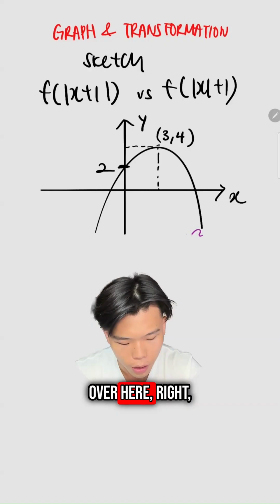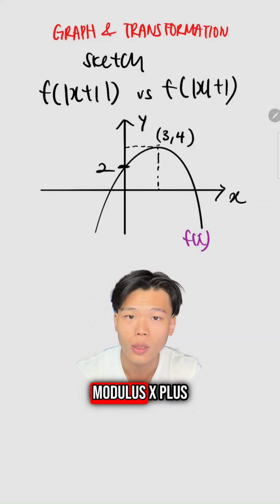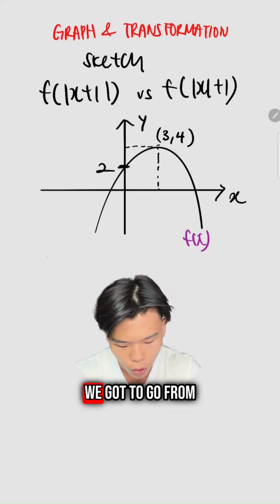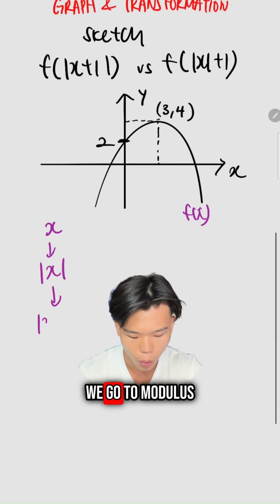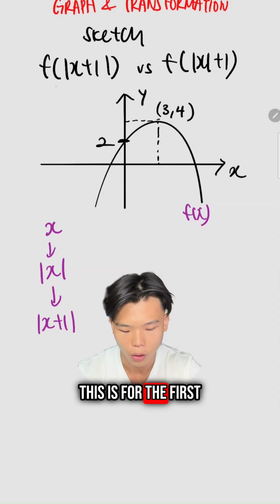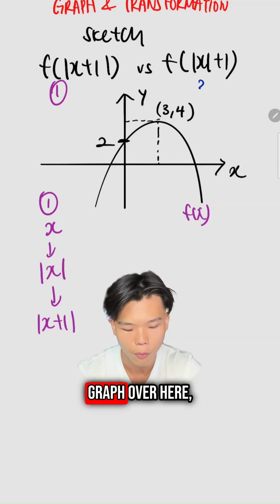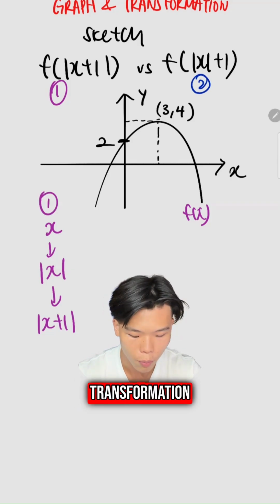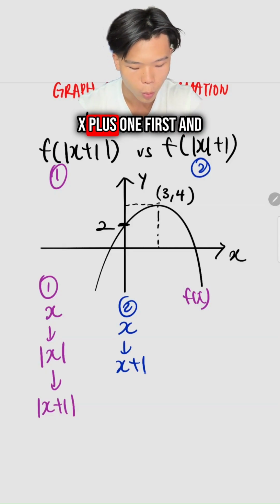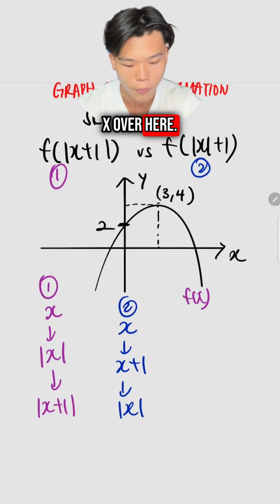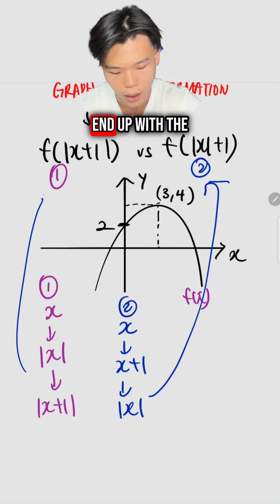So for the first one over here, from f(x) to get to modulus of x plus 1, with the 1 inside the modulus, we have to go from x to modulus x first, and then from here, we go to modulus x plus 1. This is for the first graph over here. But for the second graph, we actually have to apply the transformation in a different order. For the second graph, we need to go from x to x plus 1 first, and then to modulus x over here. That's how we end up with the second one here, and that's how we end up with the first one over here.